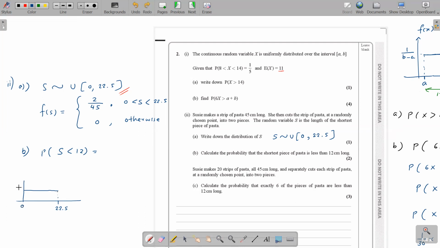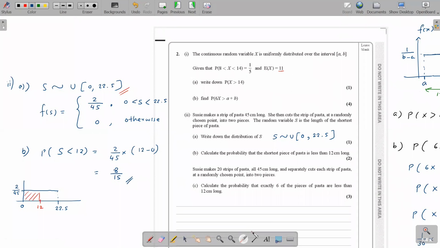1 over B minus A is the height of your rectangle. So they want to find the probability S is less than 12, which is the area of this rectangle. So how do we get it? Length into breadth. 2 over 45 multiplied by 12 minus 0, right? Can I know the answer? 8 over 15. Okay, shall I move to the next part?